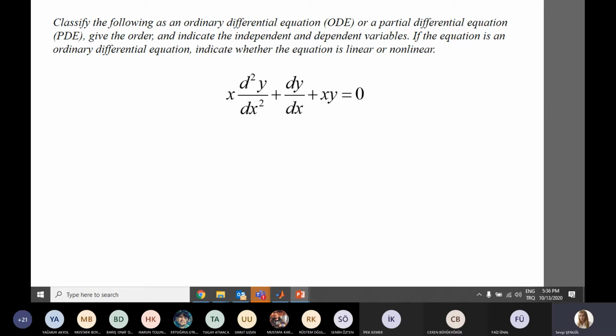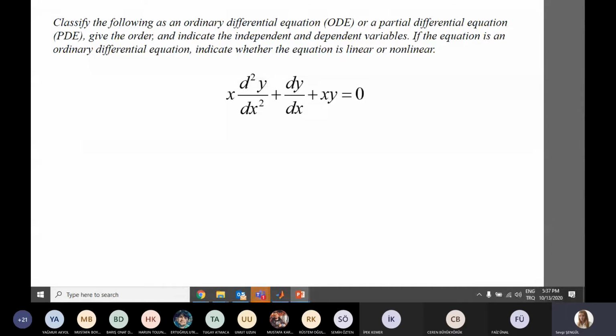Look at the derivatives, and look at how many independent variables you have. It's only x, right? So it's an ODE. Yes, it is an ODE. And what is the order?